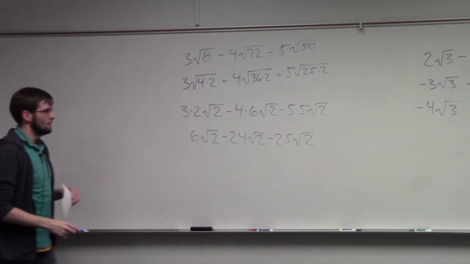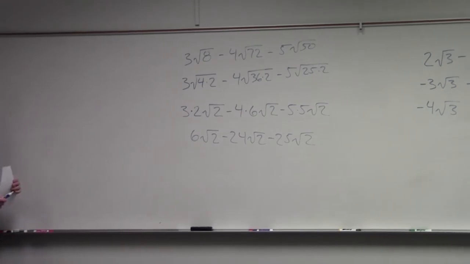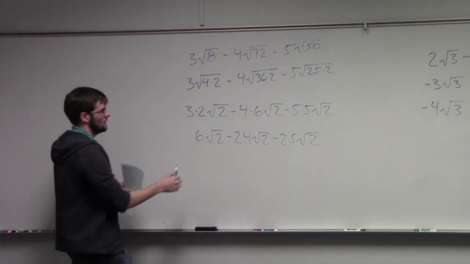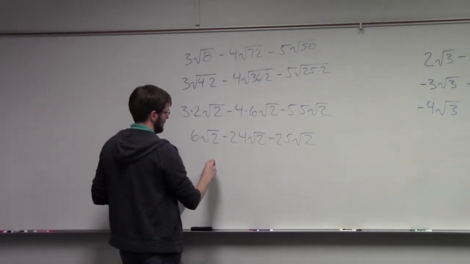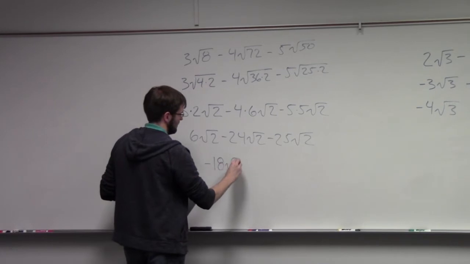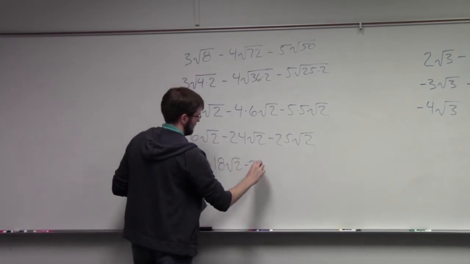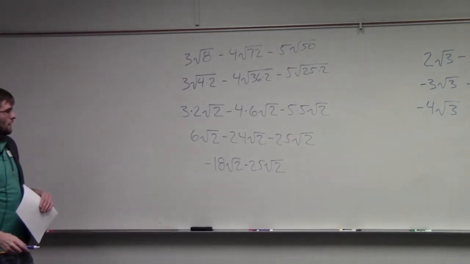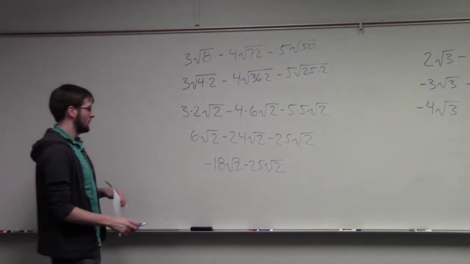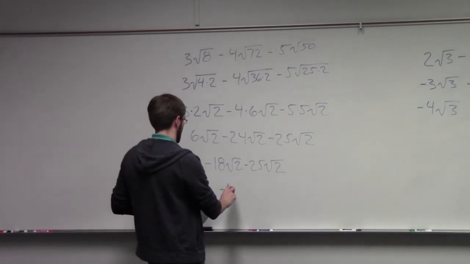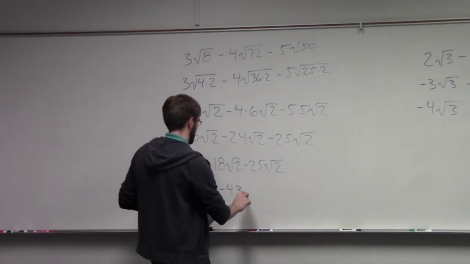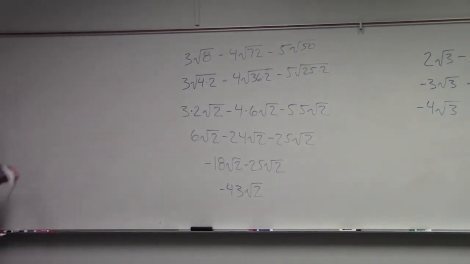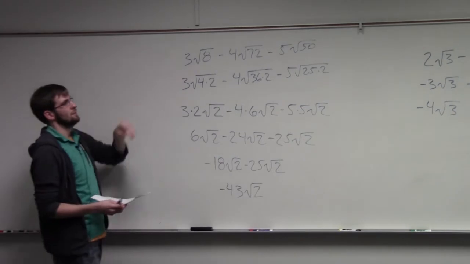Are all the radicals the same now? They are. So now I can simply add all these guys together. 6 minus 24, I have negative 18 root 2. I'm running out of room here. And then negative 18 minus 25, negative 43. So I have negative 43 root 2. That one took a little more, but we had to break all these guys down first.